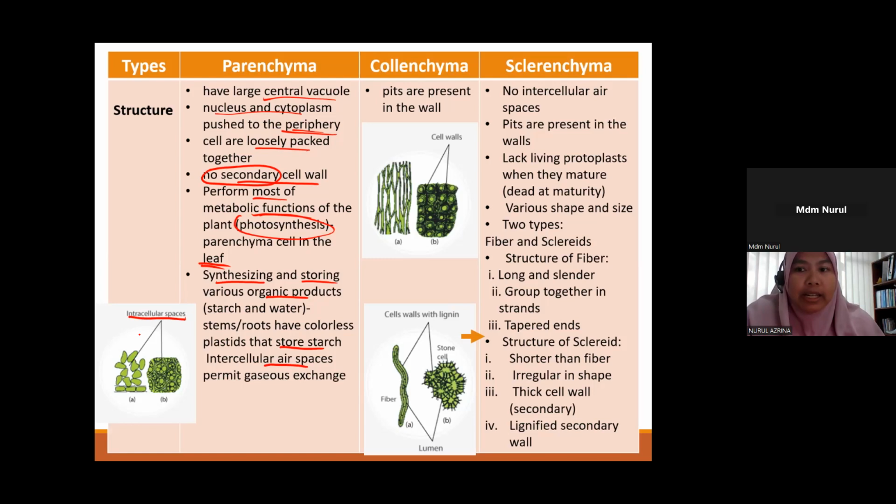Next, for collenchyma, you can see they have pits in the wall. What is pits?